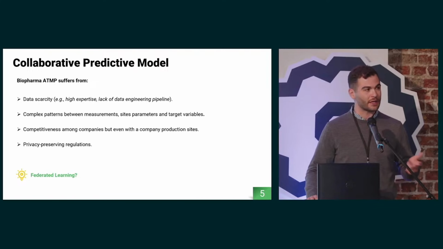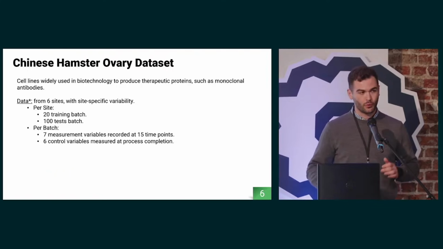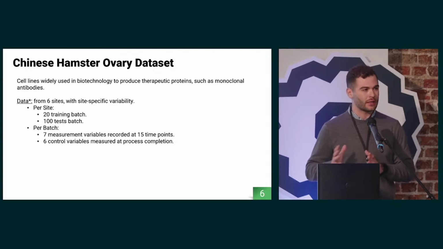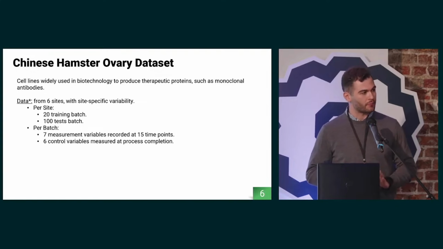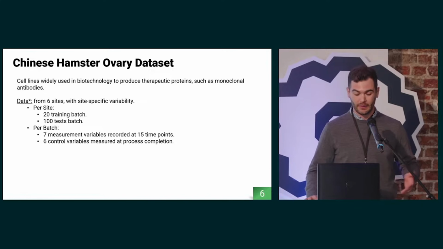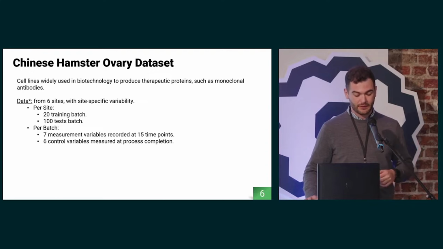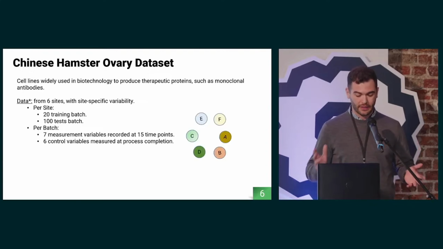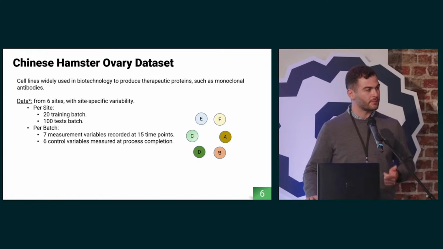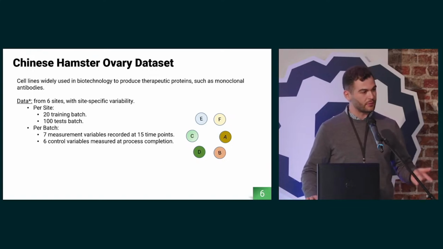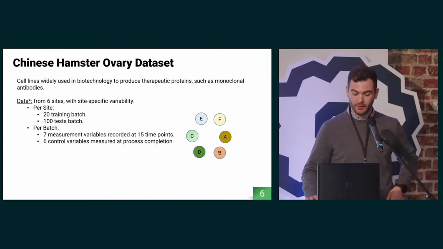So here, federated learning seems a really nice approach. To test it, we work not directly on the ATMP because we don't have enough data. We are building this right now, but we are working on a proxy problem, which is the Chinese hamster ovary, a cell line widely used in biotech to produce therapeutic proteins. Right now, the data that we have are from 6 sites with site-specific variability. The colors illustrate the variation between all the sites. We have per site 20 training batches, 100 test batches, 7 measurement variables, and 7 control variables.